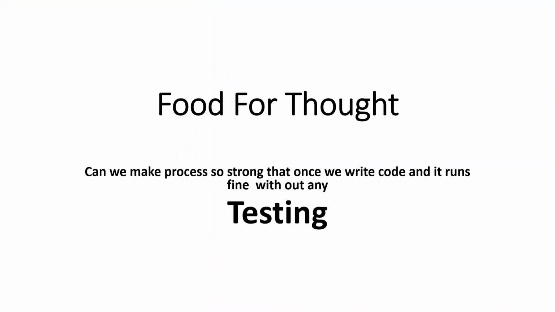Our footpath remains the same from the beginning. It's like, can we make the process so strong that once we write a code, it runs fine without any testing? Okay, we're way ahead of it, but still, using the right set of tools at the right place, this can be achieved in the long run. So when we say Clockwork detects all possible vulnerabilities, that means Clockwork can actually detect all possible vulnerabilities that are present in your source code at the time of development itself.